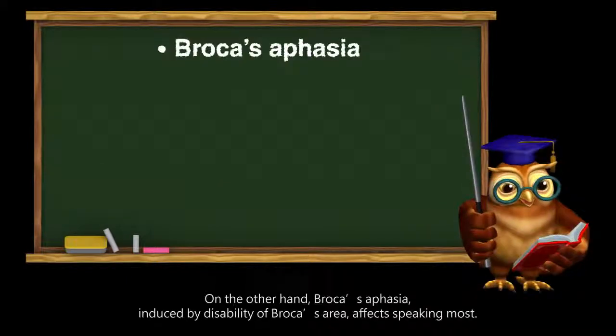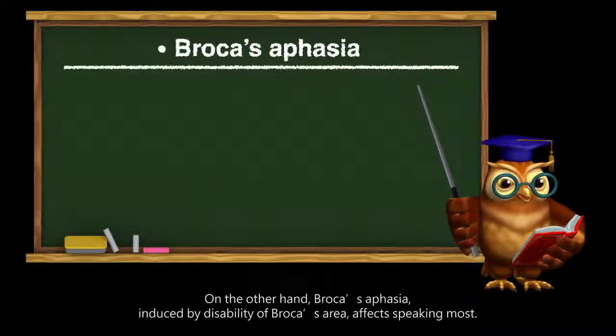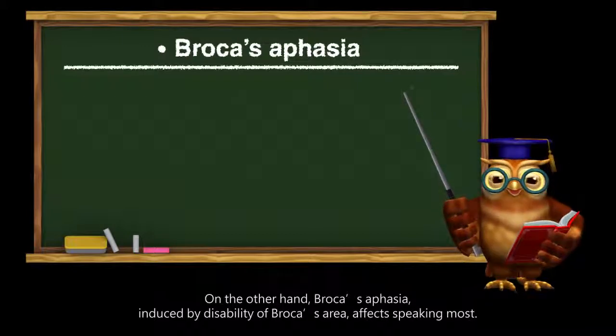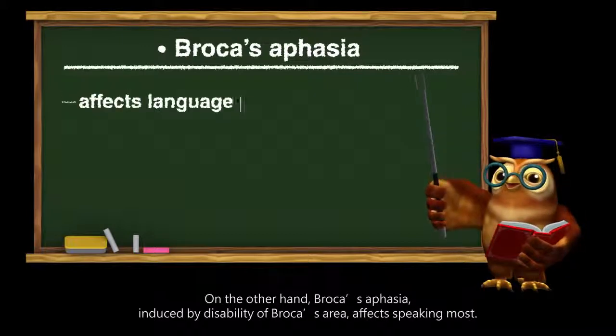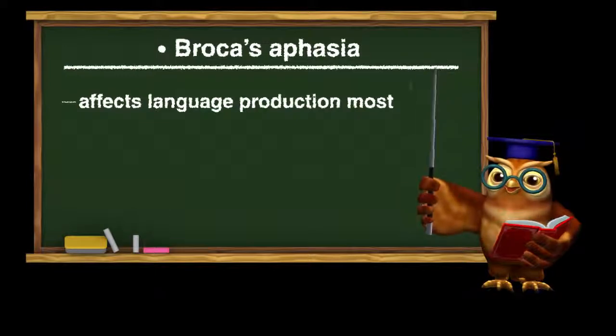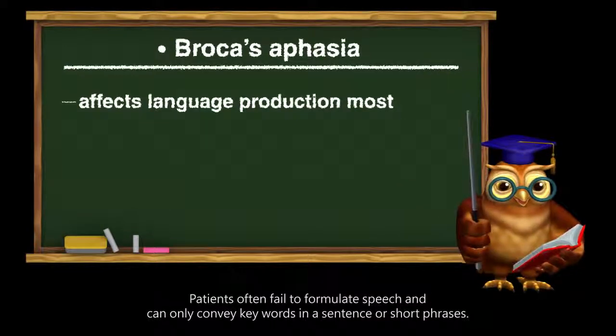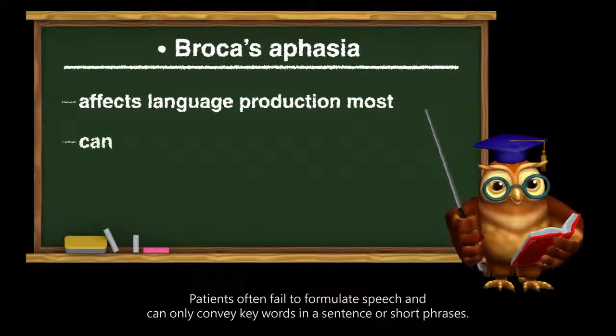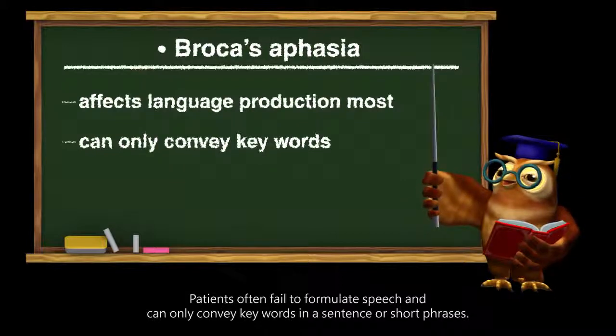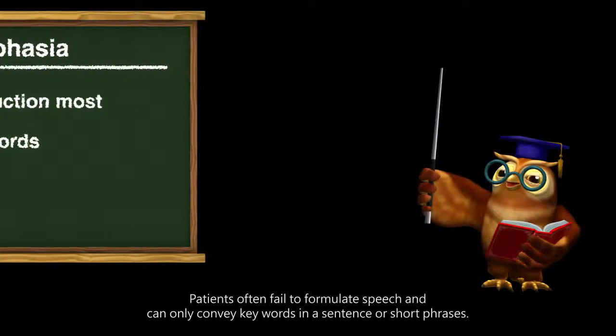On the other hand, Broca's aphasia, induced by disability of Broca's area, affects speaking most. Patients often fail to formulate speech and can only convey key words in a sentence or short phrases.